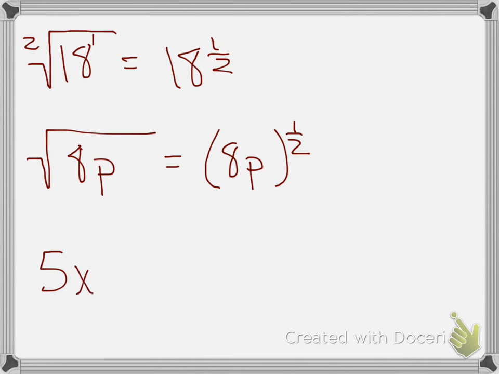Now, keep in mind what happens if you have something like 5x to the 1/2. The 1/2 is only with the x, not the 5. So the 5 is going to be on the outside, then you're going to put the root symbol with the x on the inside, and then you could say 2 and 1, or you can just leave it like that.